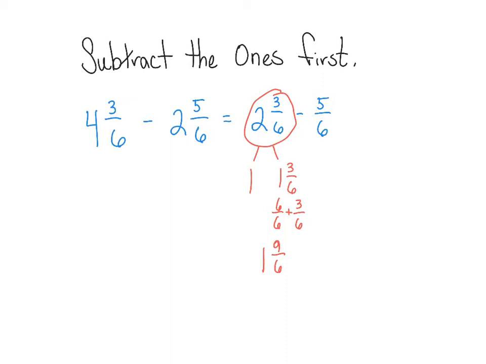So now we can take 1 9/6 and subtract 5/6, because that's what we have up here. We're left with 5/6 over here that we have to bring down and subtract. And when we subtract, we're left with 1 4/6. Now let's look at our answer of 1 4/6. Can we simplify 4/6? Oh, yes, we can. And the factor they share is 2. So we are left with 1 2/3. So 4 3/6 take away 2 5/6 is 1 2/3.